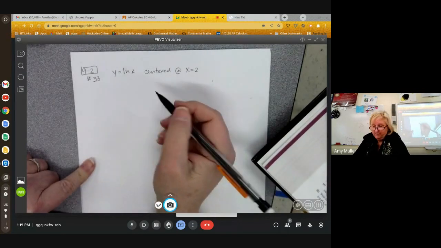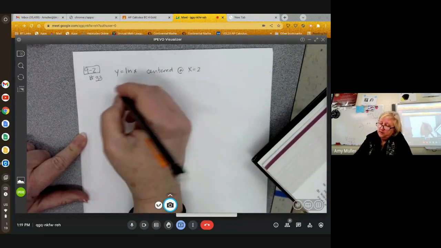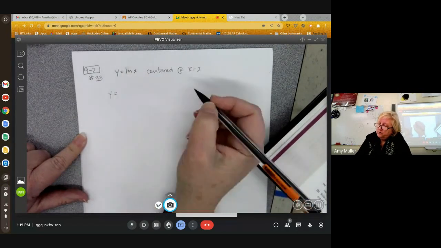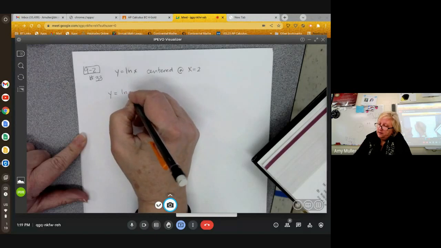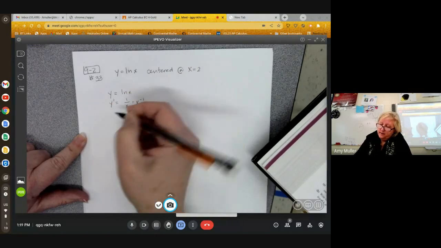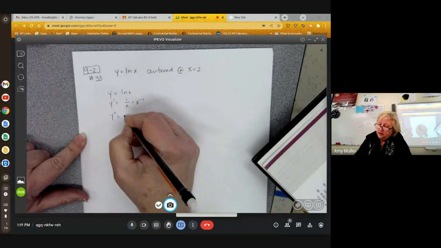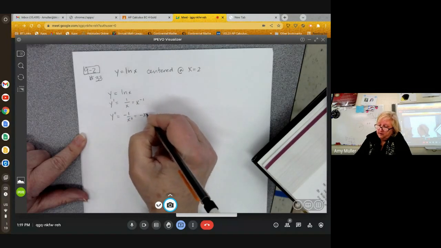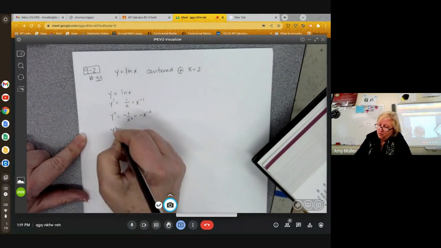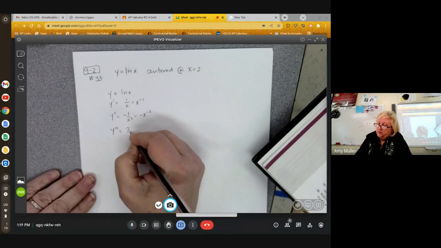That's the truth. Okay, so I don't know what the Taylor polynomial is, so let's do some derivatives here. We get y equals ln x, y prime equals 1 over x, right? Or x to the negative 1. Y double prime is equal to negative 1 over x squared, right? Which is negative x to the negative 2. Y triple prime is equal to 2 over x cubed, yes?